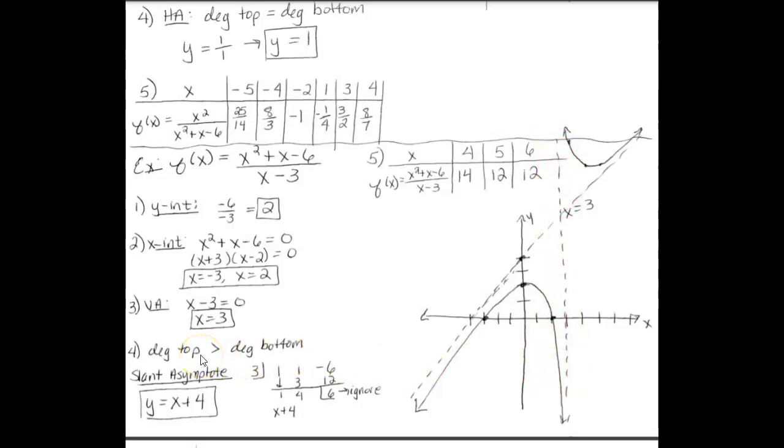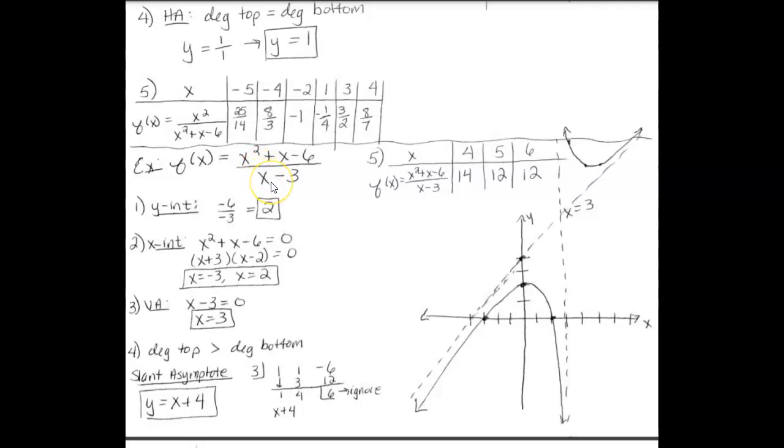Find the horizontal asymptote. The degree of the top in this case is a 2. The degree of the bottom is a 1. So in this case, we have the degree of the top greater than the degree of the bottom. So that's the case where there's not a horizontal, but that means there's going to be a slant. So we said if there's a slanted asymptote and we have to find its equation, we divide. We take the x minus 3 and divide it into the x squared plus x minus 6.